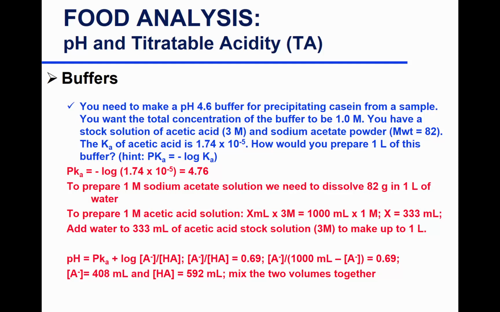So for the conjugate base, you get 408 milliliter, and when you subtract it from 1,000, you get 592 milliliter. So basically you take 408 milliliter of sodium acetate and you mix it with 592 milliliter of acetic acid. You end up with 1 liter of 1 molar buffer at pH, whatever the pH was, 4.6.